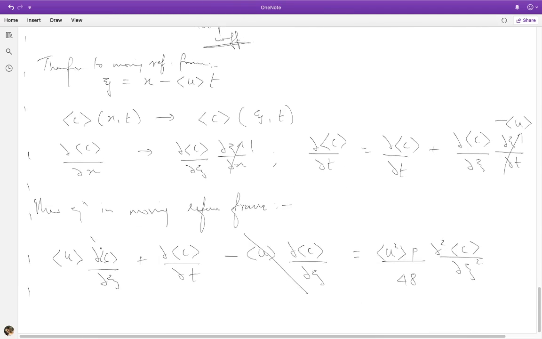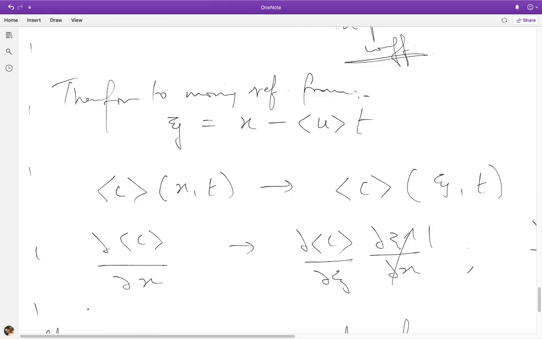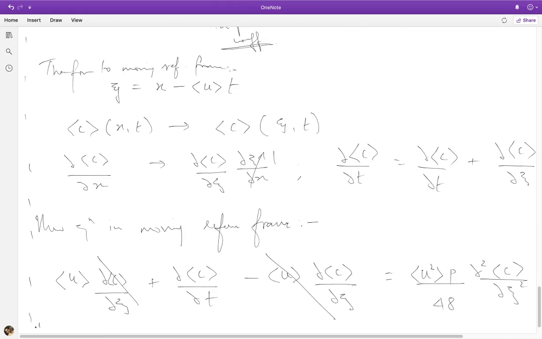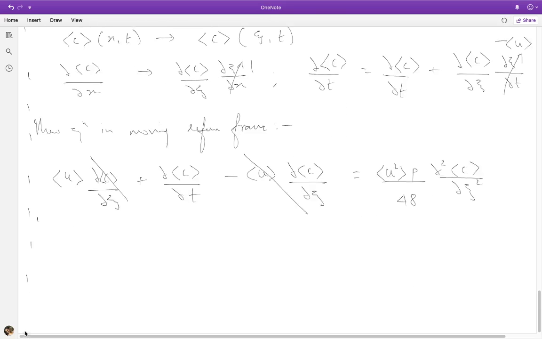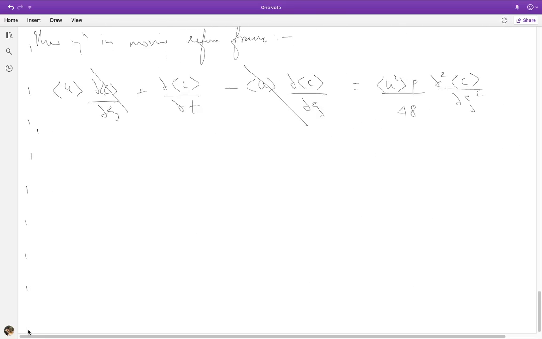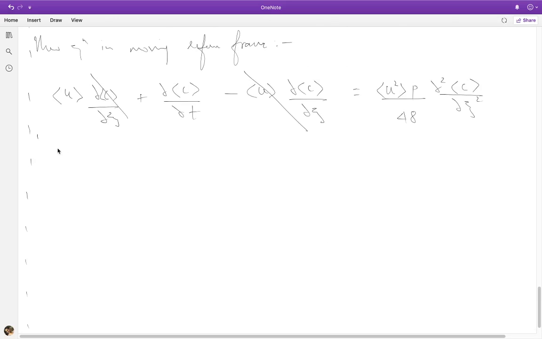And now these terms cancel off. So what I am left with is a pure diffusion equation. So I get just a diffusion equation in the moving frame.